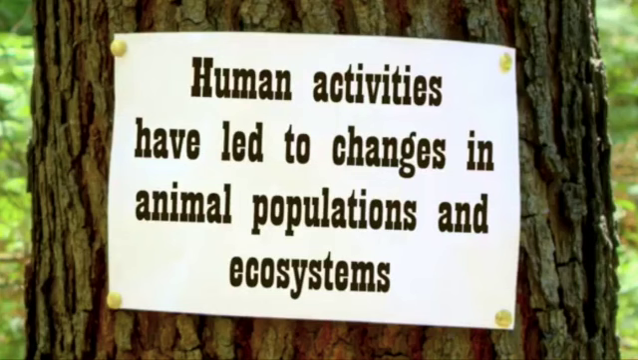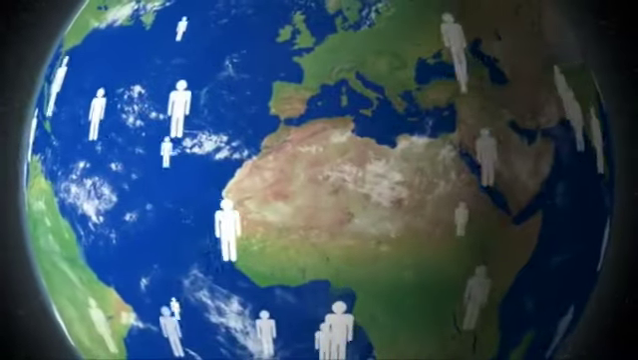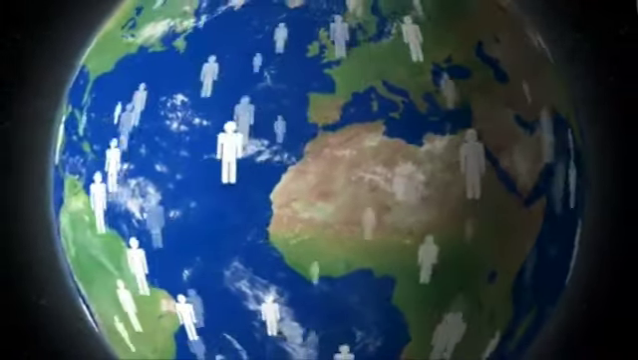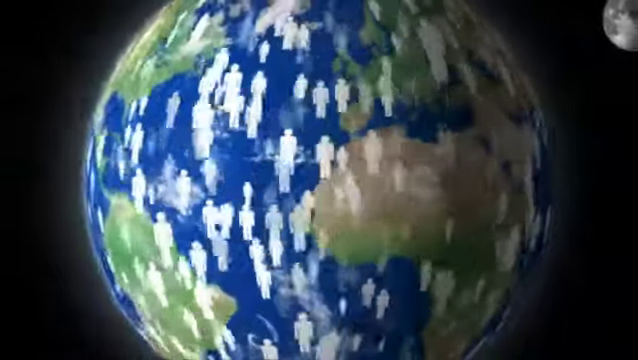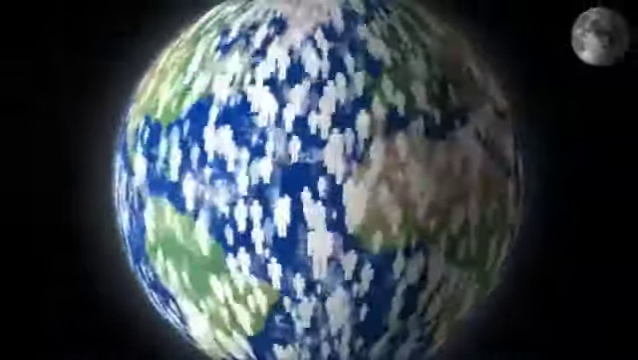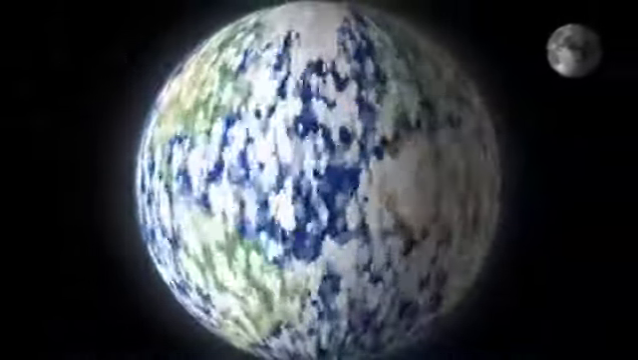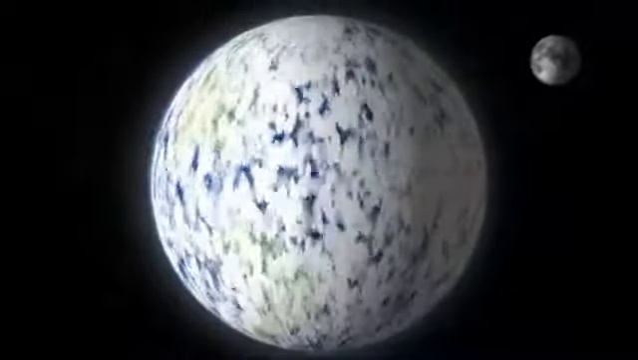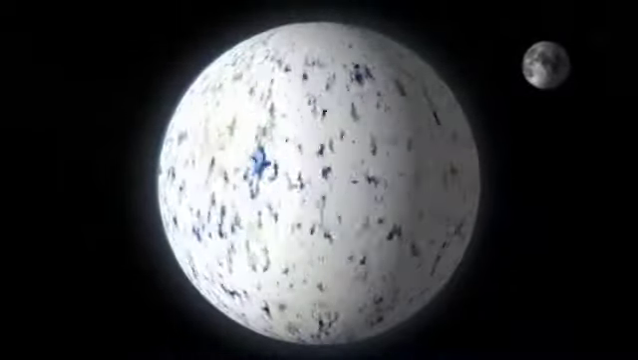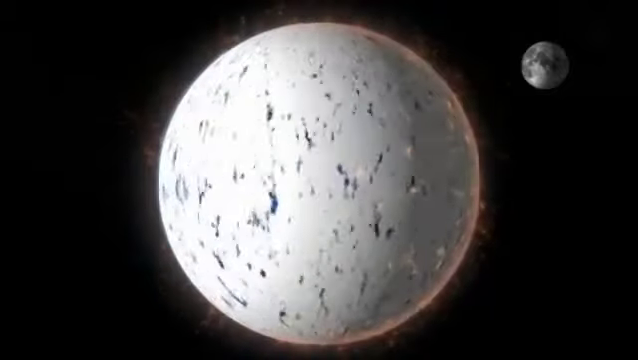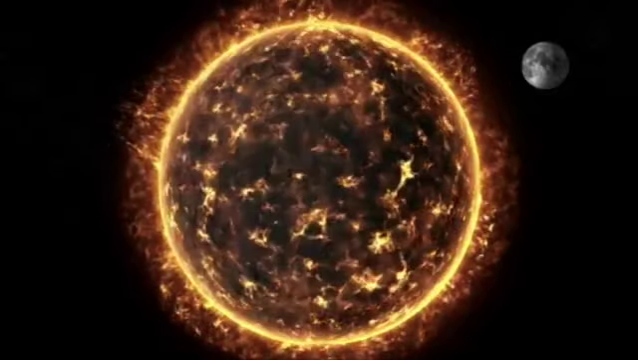Human activities have led to changes in animal populations and ecosystems. Did you know that there are more than 7 billion people on Earth? And that number keeps growing. As the number of people increases, we are using more natural resources. The world's demand for fuel, water, shelter, and food are putting a strain on the Earth.